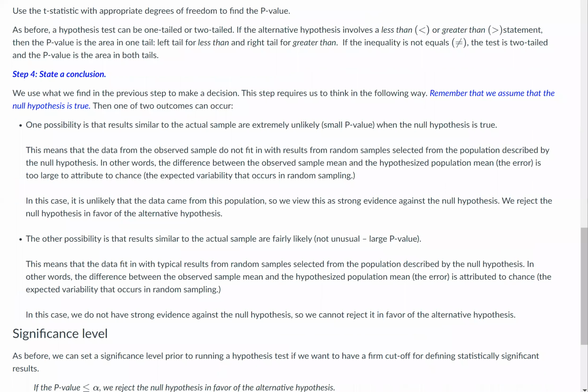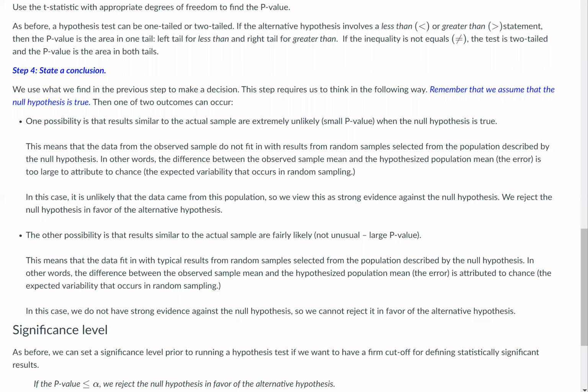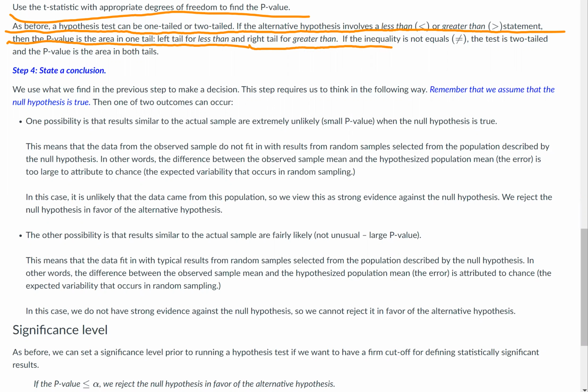So we'll use the t statistic with the appropriate degrees of freedom to find the p-value. As before, a hypothesis test can be one-tailed or two-tailed. If the alternative hypothesis involves a less than or a greater than statement, then the p-value is the area in one tail. The left tail for less than, because those are the smaller numbers on the x-axis, a right tail for greater than, because those are the larger numbers on the x-axis.